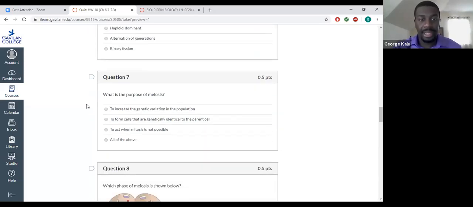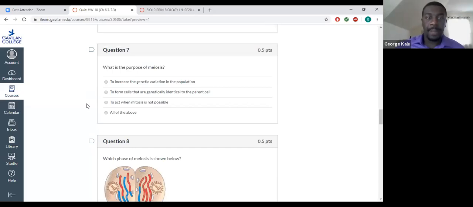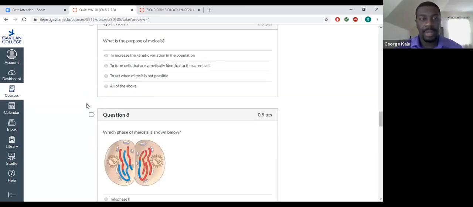Okay, question 7. So what is the purpose of meiosis? We have A, to increase the genetic variation in the population, B, to form cells that are genetically identical to the parent cell, C, to act when mitosis is not possible, or D, all of the above. What is the goal of meiosis?